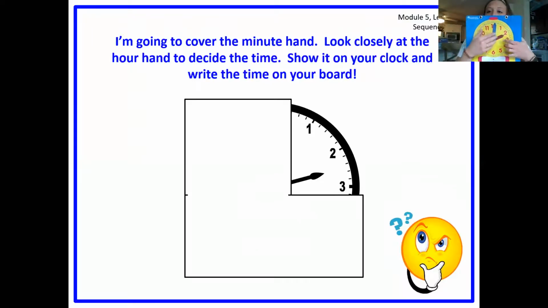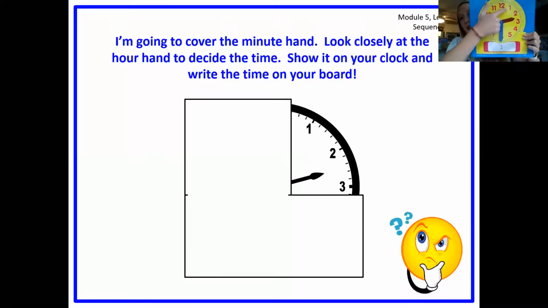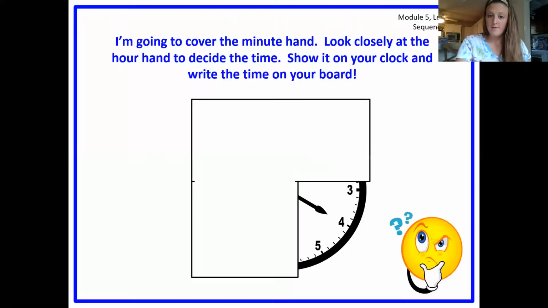As my minute hand moves, my hour hand moves just a little bit. So now it's going to be down here at the bottom because it's halfway around, halfway between the two numbers. The minutes must be halfway around the clock. It would be 2:30. Let's try another one.